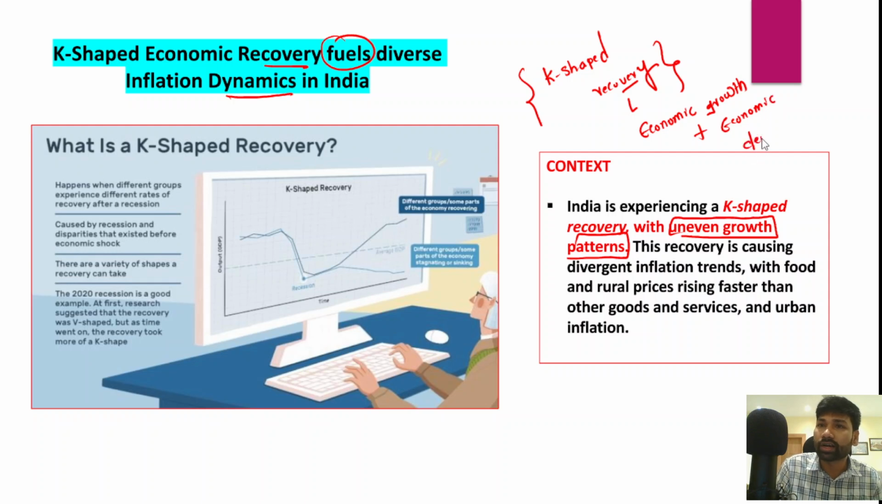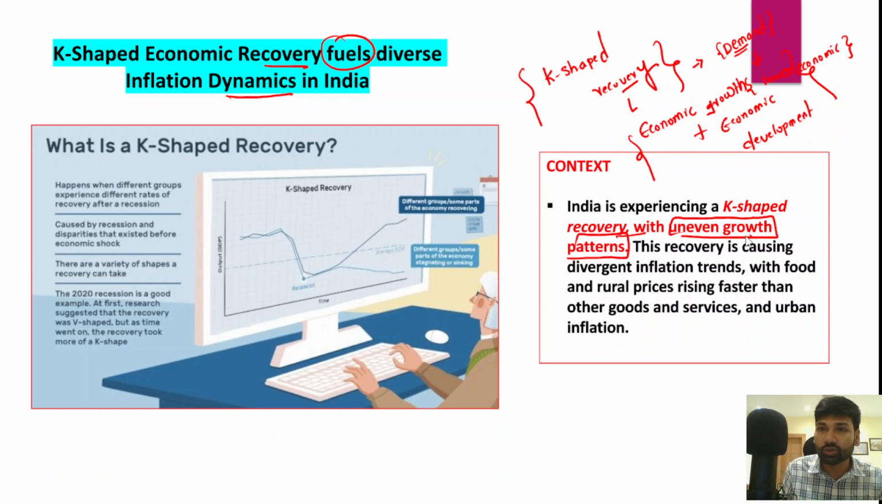So how does it hurt economic growth and economic development? Because the uneven growth of different sectors would impact demand in the economy. Impacting demand would result in lower economic production, shutdown of existing industries, layoff of employees, and unemployment. All these are the consequences of the recession and the K-shaped recovery from the recession.